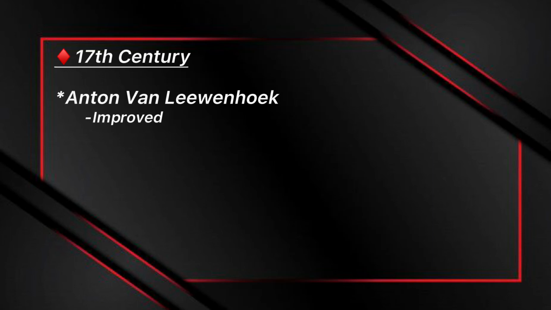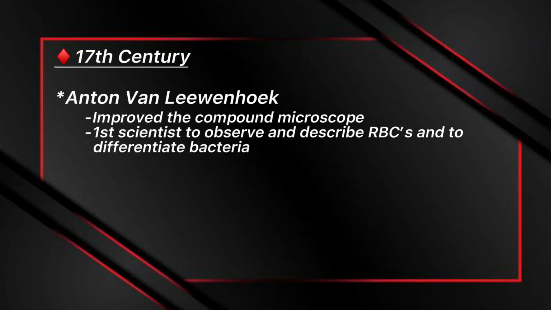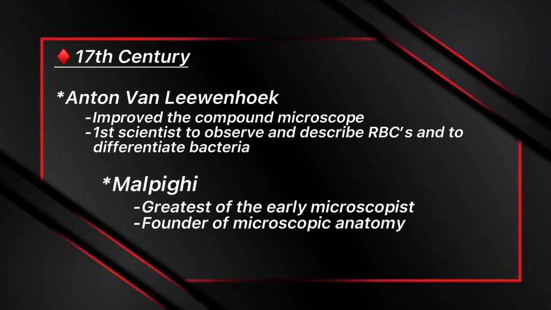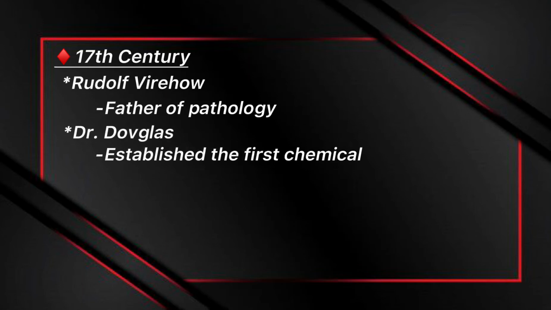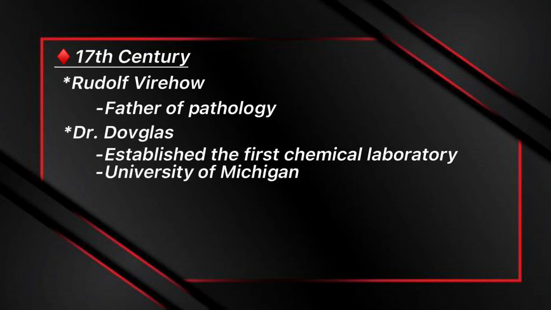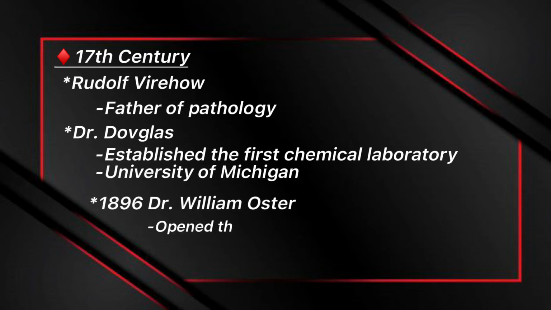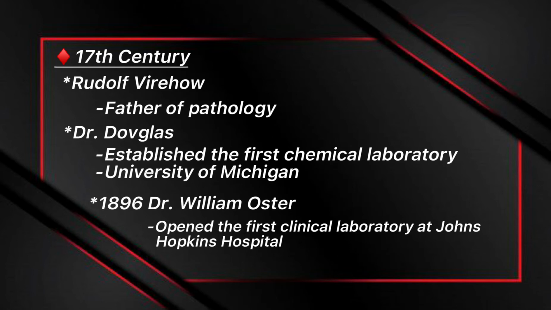17th century. We have Anton van Leeuwenhoek, first scientist to observe and describe RBCs and to differentiate bacteria. Malpighi, the greatest of the early microscopists and the founder of microscopic anatomy. Rudolf Virchow, the father of pathology. Dr. Douglas established the first chemical laboratory at the University of Michigan. In 1896, Dr. William Osler opened the first clinical laboratory at Johns Hopkins Hospital.